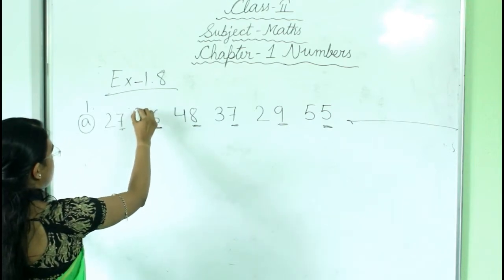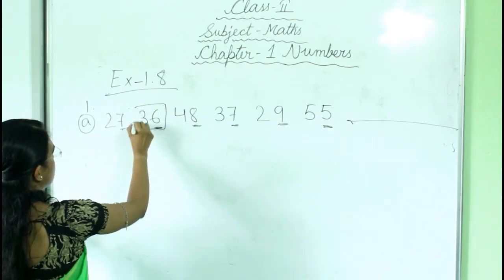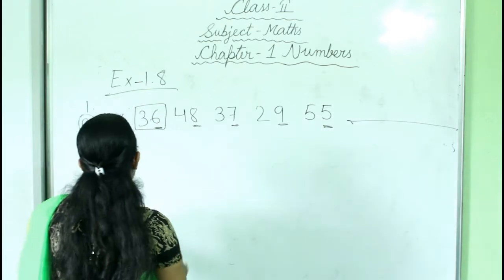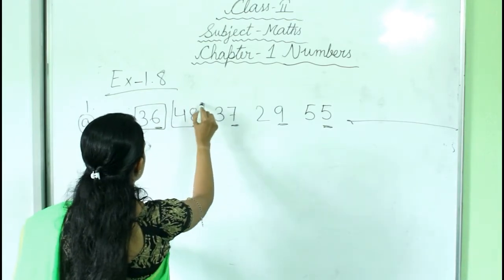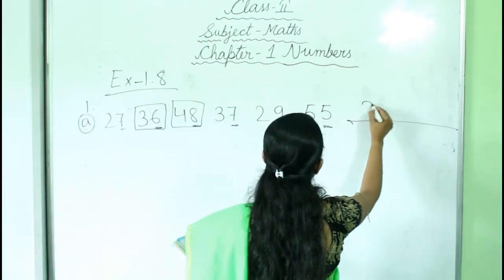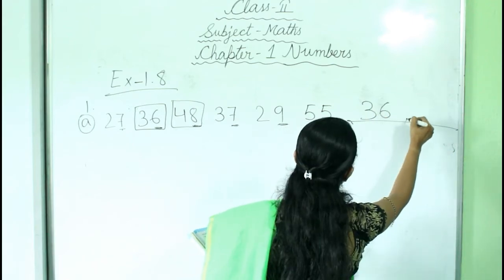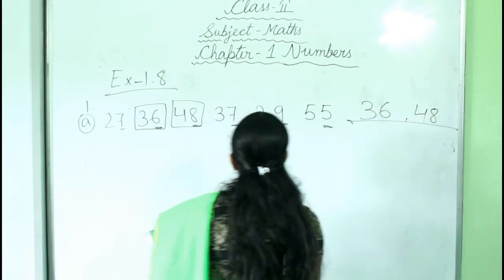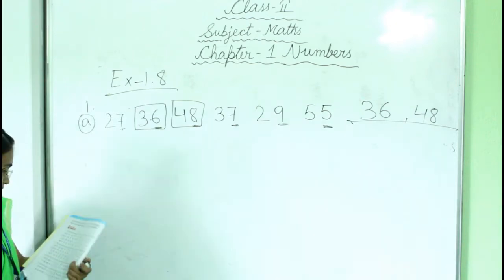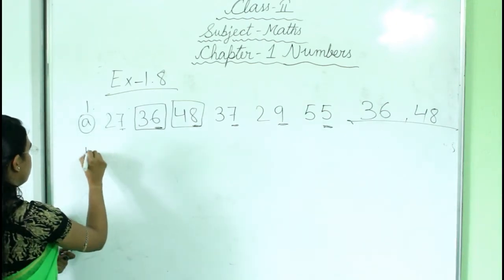So we can make pair in this; this is an even number and this one is an even number. So we have to write here 36 and 48. Okay.